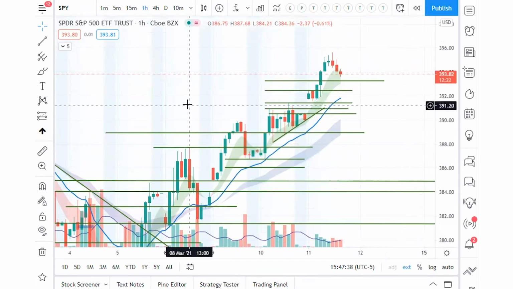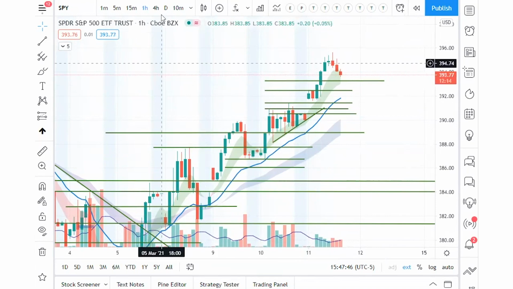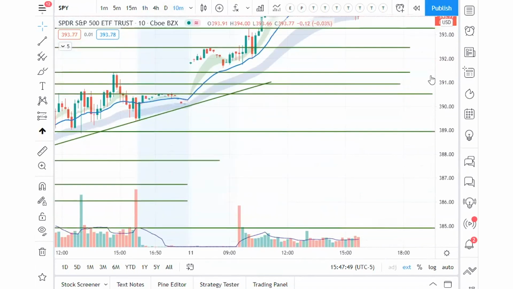But mainly what I do on the 1-hour is I draw my levels, areas of support and resistance, to see if we can break those areas and pull back, or if we can catch the breakout on those trades. Then the 10-minute is a little more important than the 1-hour.